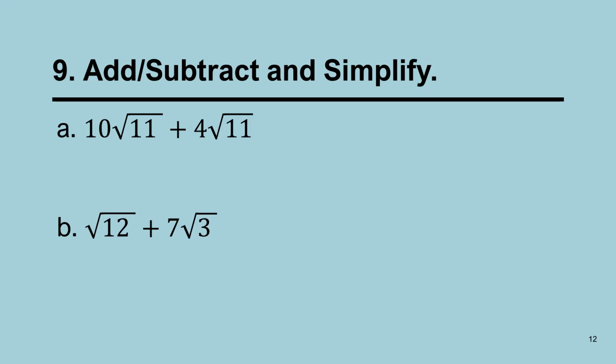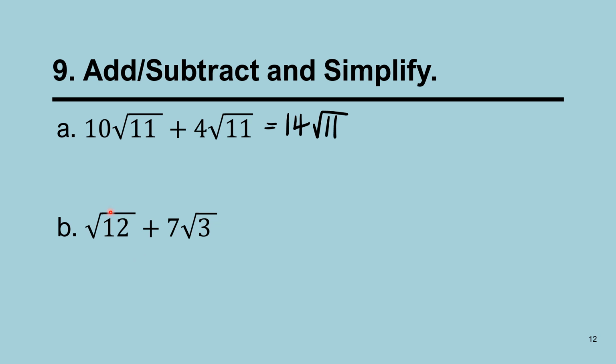All right, so let's look at our first example. All right, so it says add or subtract and simplify. Starting with an easy one, we have 10 times the square root of 11 plus 4 times the square root of 11. You can think of square root of 11 as like our like term or our variable, and we're just going to combine the coefficients. So 10 plus 4 is 14. And then our like term is square root of 11. So 14 times the square root of 11.